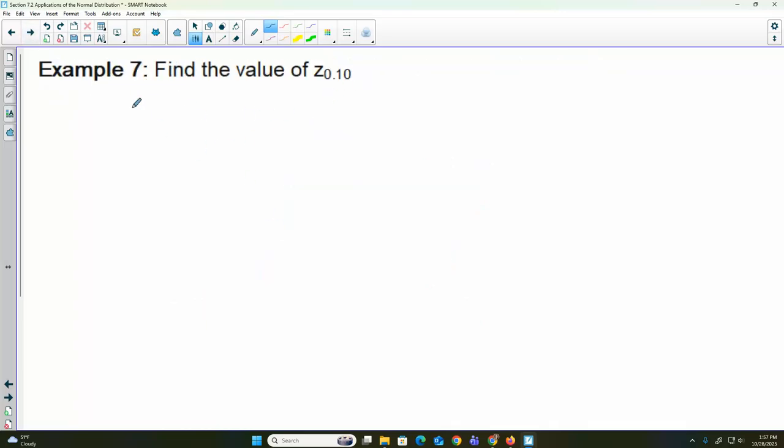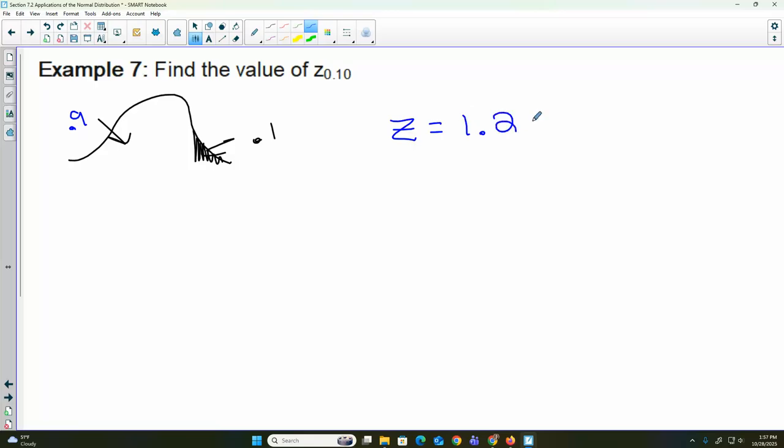If I want you to find z of 0.1, that means the area to the right is 10%. So this is 0.1. So what's this area over here? So you have to find the z when the area is 0.9. So you go to your table, you look up 0.9, as close as we can get. What is the closest? That's 0.8997.